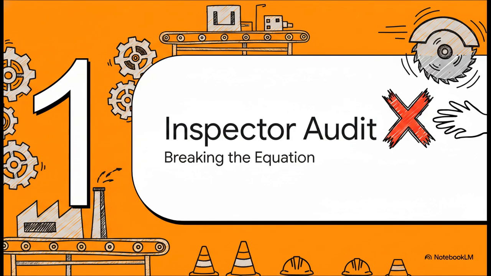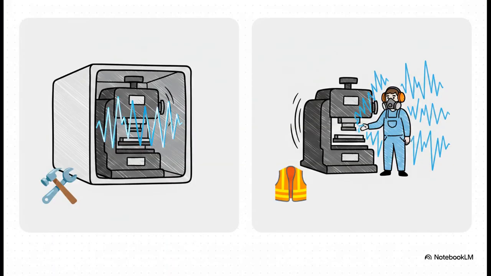Section 1, the safety inspector audit. So before we inspect a single piece of machinery, we've really got to understand the fundamental equation of workplace risk, which is simply this: a hazard plus an exposure equals an accident. If a worker's hand meets a spinning blade, boom, that's an accident. The crucial point here is how we choose to break that equation.